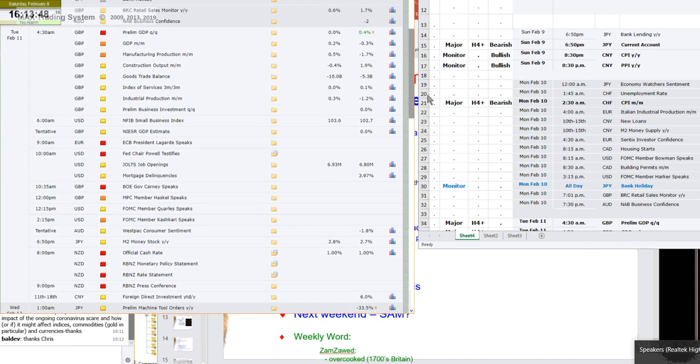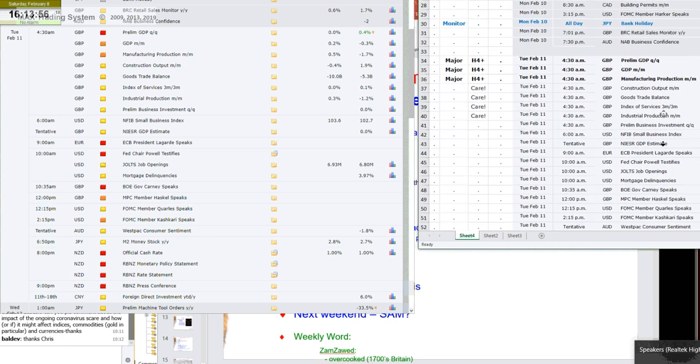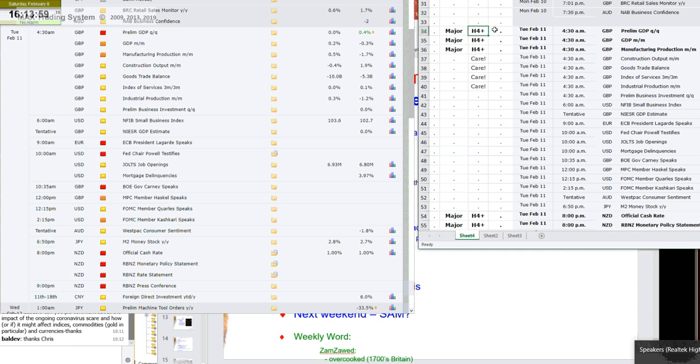Okay, on Tuesday. This week there's about 80 news items, so it's a quieter week than normal. On Tuesday, we have the pound preliminary GDP quarter-over-quarter, major, higher time frames and bearish.